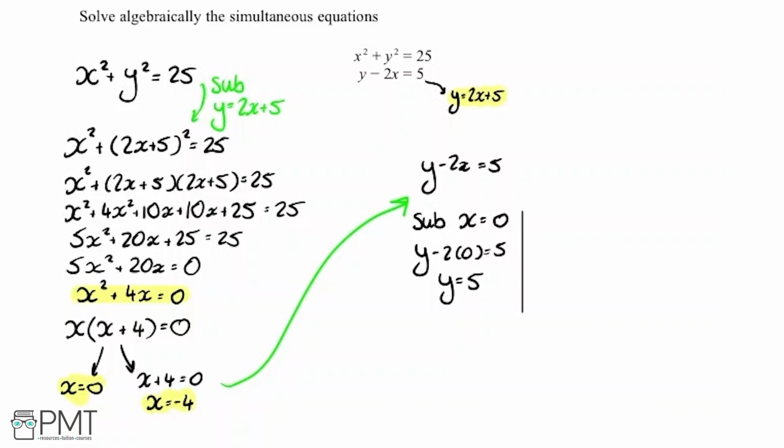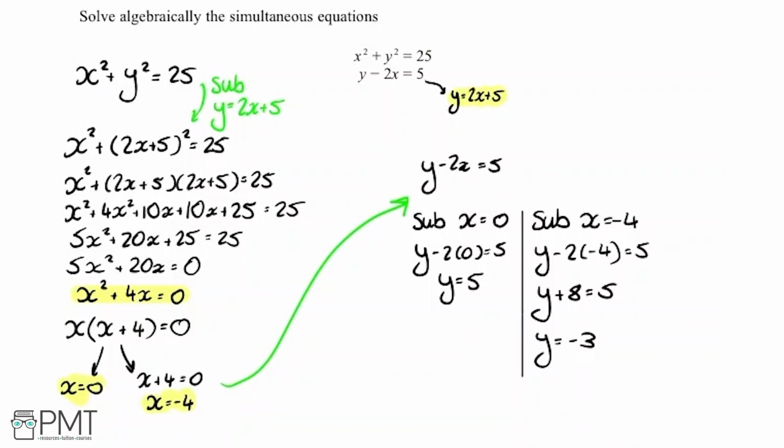And now our second one here, we're going to sub the other value for x. So when x equals minus 4, we get y minus 2 multiplied by minus 4 equals 5. Okay, so minus 2 multiplied by minus 4 is 8, so y minus minus 8 equals 5, sorry. So then y equals 5 minus 8, which is minus 3.